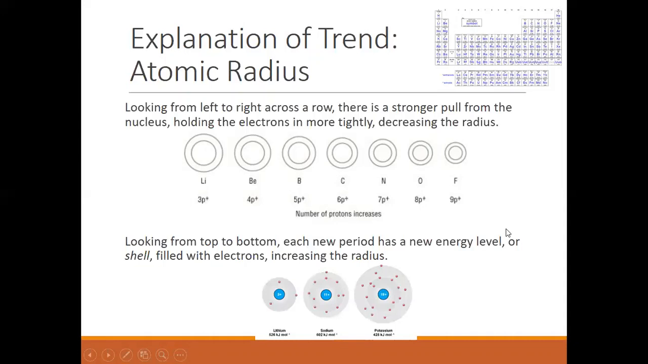If I look top to bottom, every new period or every new row has a new energy level, which is a whole other shell outside of the nucleus. So now there's actually more space being taken up with each new shell, and as you move down a column, the radius gets larger.